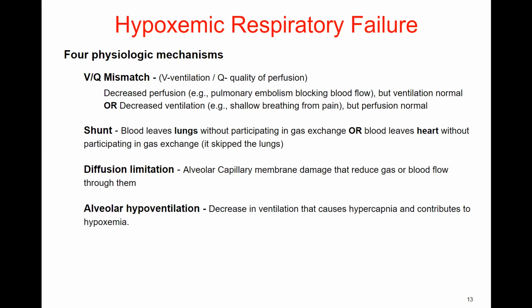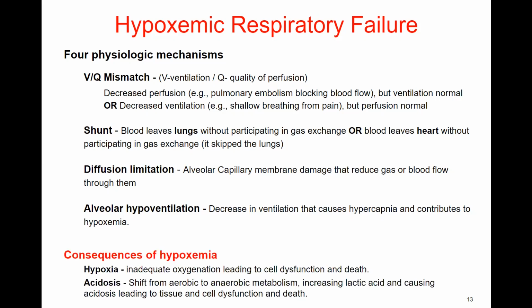A classic sign of diffuse limitation is hypoxemia that occurs with exercise, but not at rest. That's because when you exercise, the blood is moving more quickly past the capillary membrane, so it has less time for gas exchange. If there's damage to the membrane, low oxygen will occur more when the heart rate is faster. Alveolar hypoventilation is really just decreased ventilation that causes hypercapnia, but it leads to hypoxemia, so it's included there.